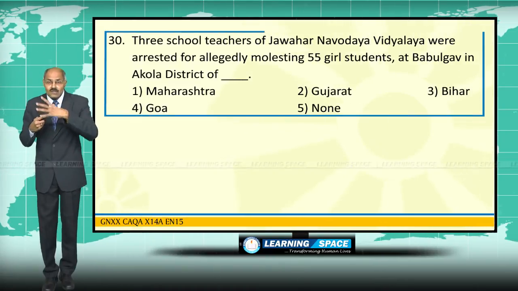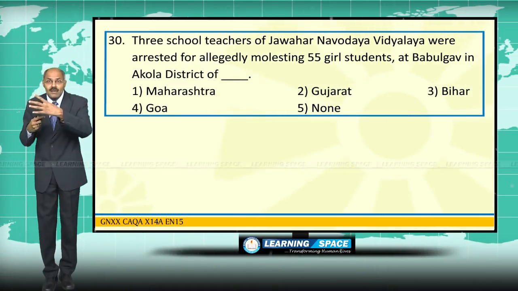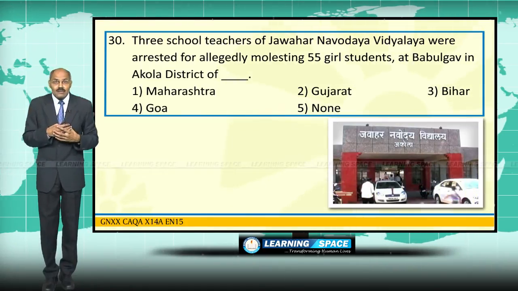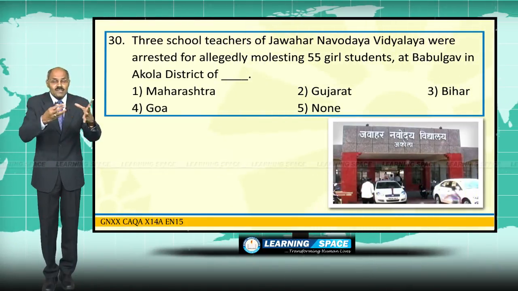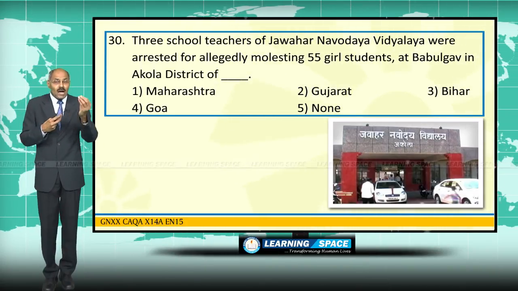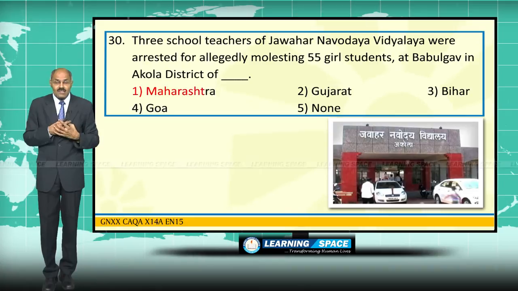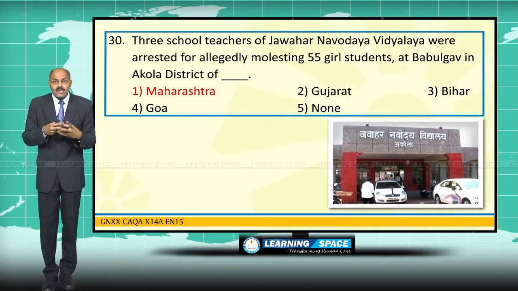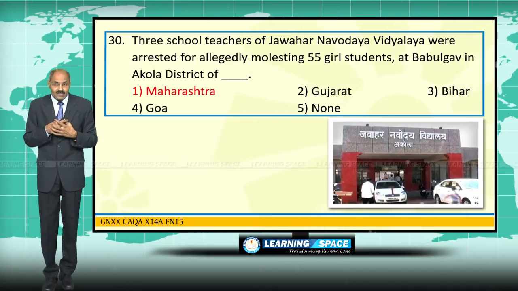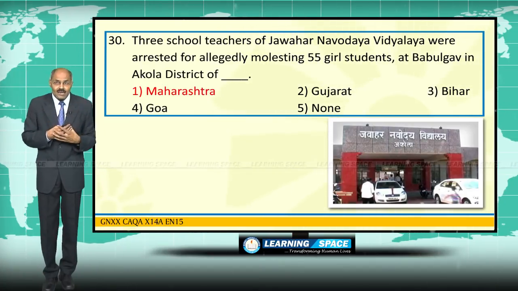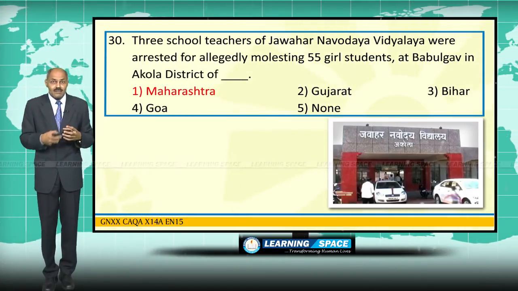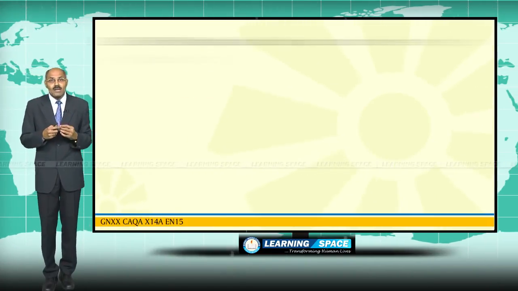Look at the next one. Three school teachers of Jawahar Navodaya Vidyalaya were arrested for allegedly molesting 55 girl students at Babulgaon in Akola district of Maharashtra. This Navodaya Vidyalaya is situated in Babulgaon area in Akola district of Maharashtra, and an unfortunate incident occurred. Because of that, three school teachers were arrested recently.